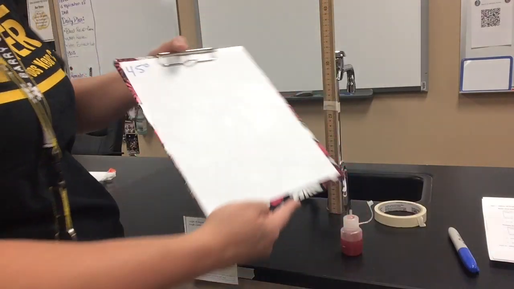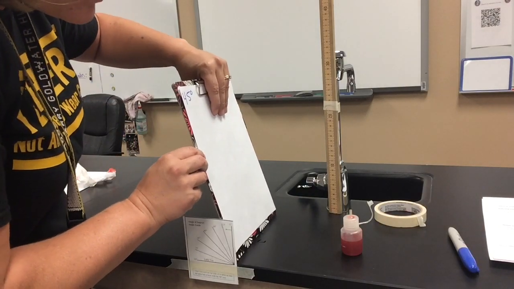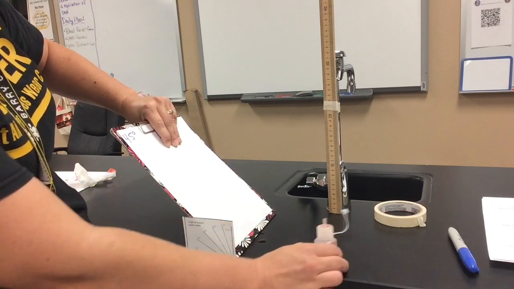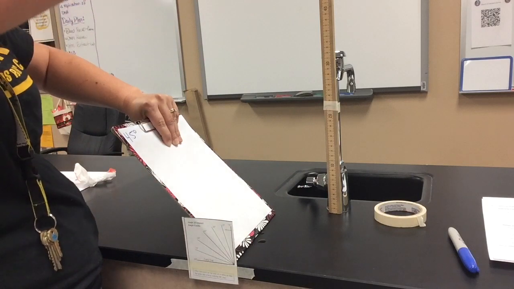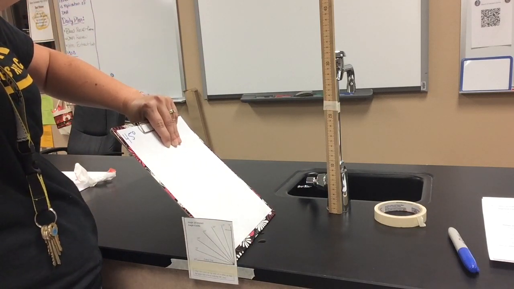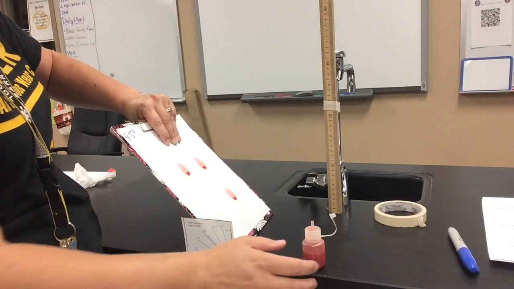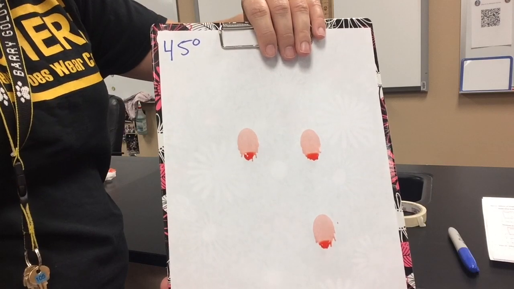Okay, so this is 45 degrees. I'm going to put my clipboard down. I'm going to put it at a 45-degree angle. Okay. And I'm going to drop. These are what my 45-degree drops look like.